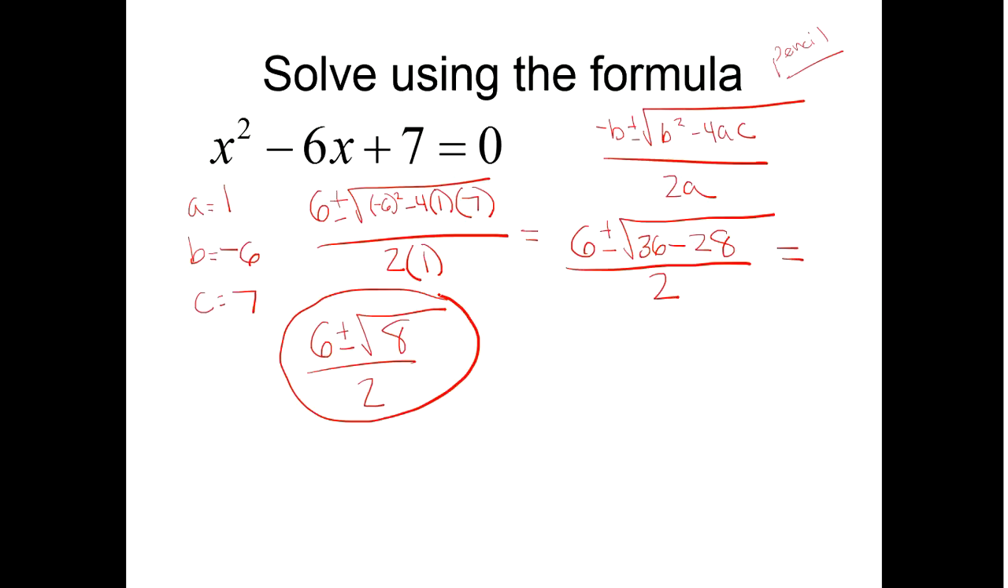Now, if you actually want to know what the heck that means, you can find out what the square root of 8 is on your calculator, which is approximately 2.83. So ultimately, this is approximately 6 plus or minus 2.83 divided by 2. So ultimately, guys, you could find your two answers based on this formula. However, you can leave it in this form if the square root is not a perfect square. Okay?